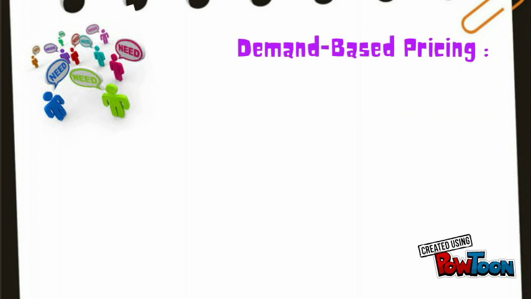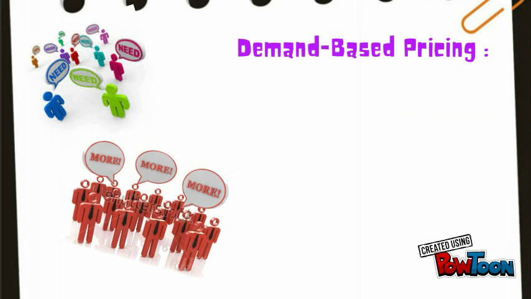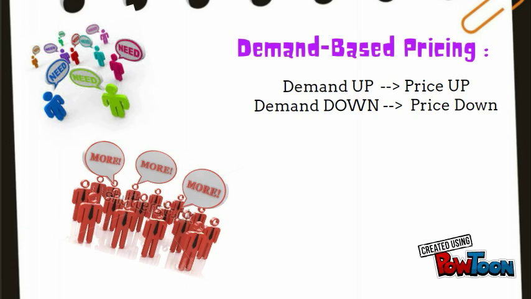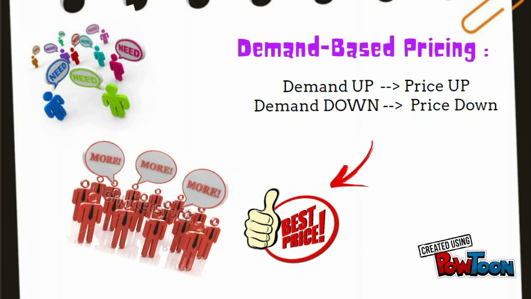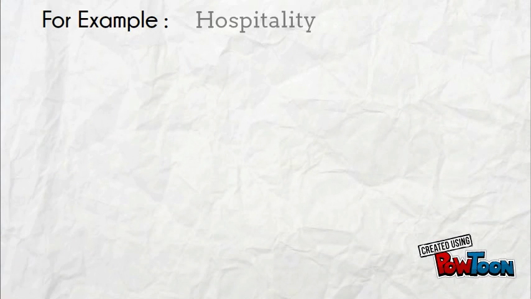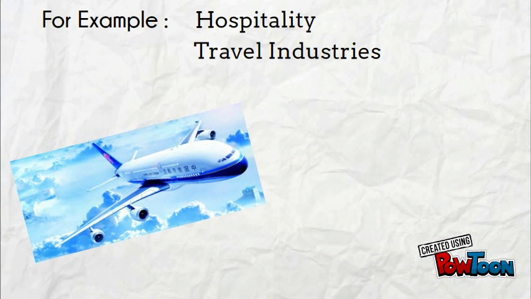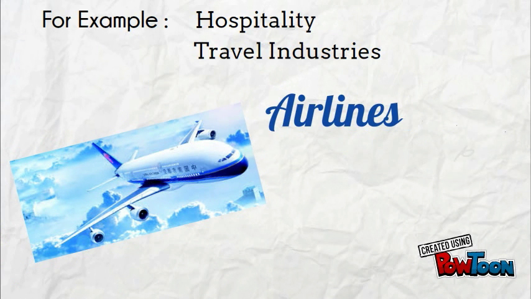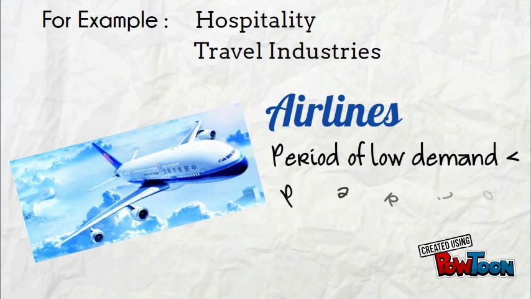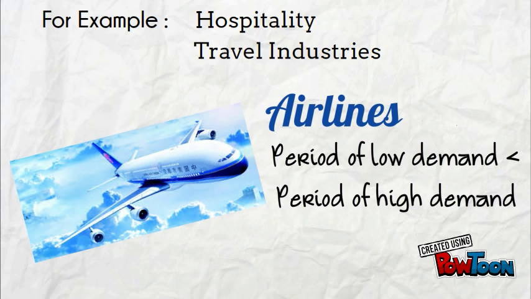Demand-based pricing is a pricing method in which the price of a product is determined by the demand in the market. If the demand for a product is more, organizations prefer to set high prices for the product to gain profit. If the demand for a product is less, low prices are charged to attract customers. This type of pricing can be seen in the examples of hospitality and travel industries. For instance, airlines during the period of low demand charge lower rates as compared to the period of high demand.